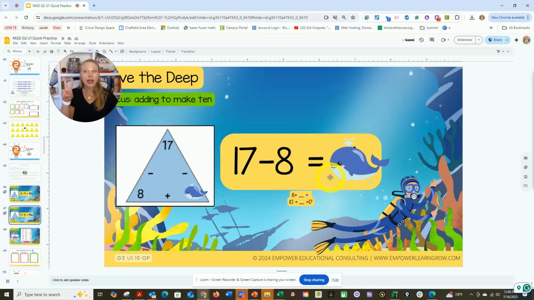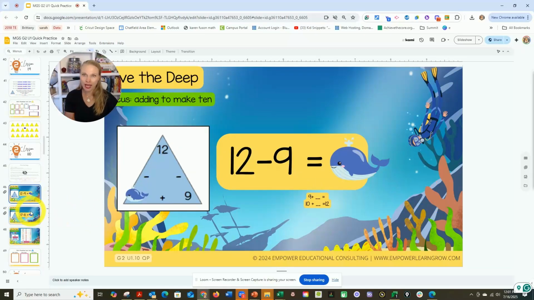8 and 2 make a 10. Add 5 more, make 17, right? So now I have 9 makes 17. So we have 8 and 2 make a 10, add 7 more, and we get 17. 8 and 9, that's how many fingers I have, make 17. So really, this is up to you.